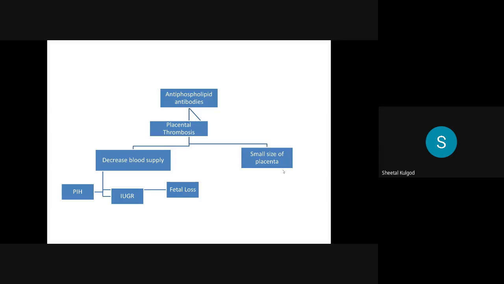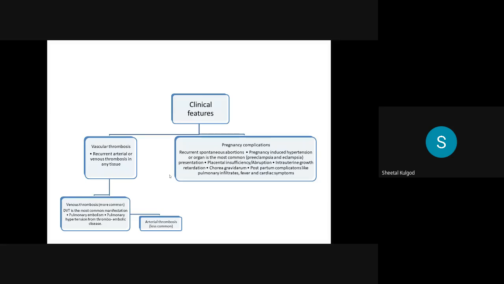And the small size of the placenta is also a pathognomonic feature in this particular syndrome. So this is how the pathophysiology of antiphospholipid antibodies works.